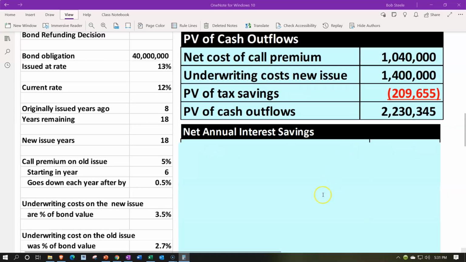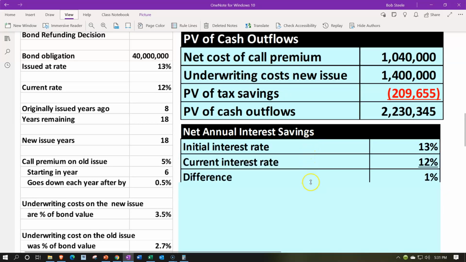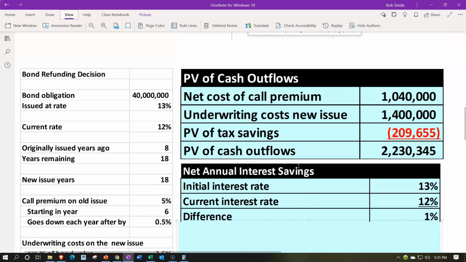Then we want to calculate the net annual interest savings. In other words, we had the initial interest at the 13%, the current interest rate at the 12%, and the difference is 1%. That's why we're doing this, most likely. We said, hey, look, we issued these 40 million at the 13%. The current rate looks like 12%. Maybe we can refinance these or refund them, get a benefit. What's the difference? Well, it's 1%.